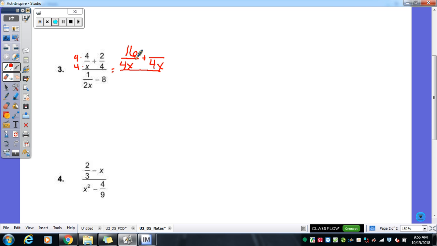That second fraction has the 4 already, so we need to multiply it by what? X. That would give us a 2x up top. So then combining those, I get one fraction, I get 16 plus 2x over 4x.